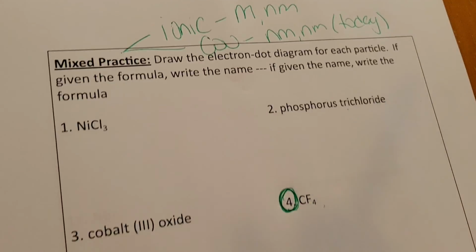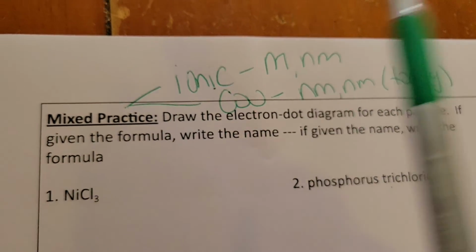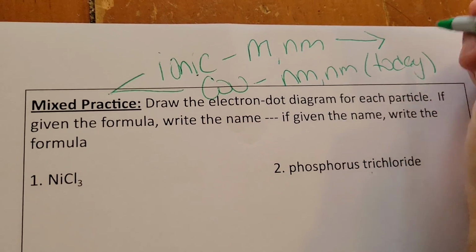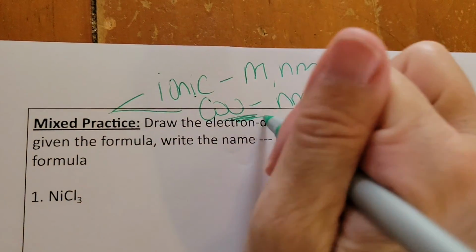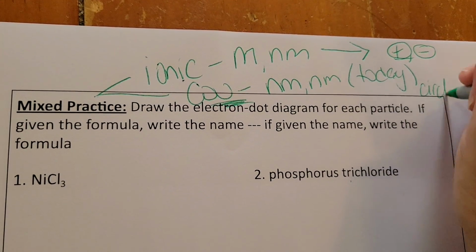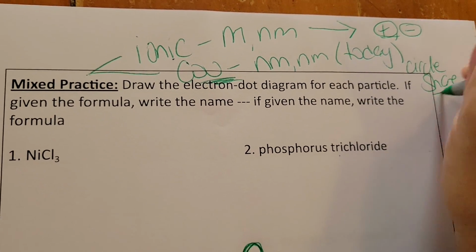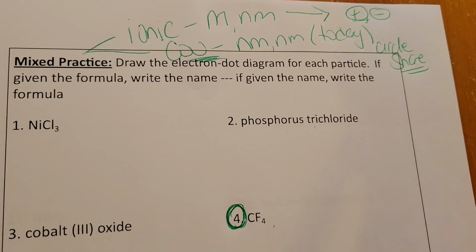And again, make sure you remember and pay attention and look, see, is it ionic, where I'm going to draw an arrow and I'm going to end up with positive and negative charges, or is it going to be covalent where I'm going to circle and they're going to be sharing? Okay? All right, good luck, guys.